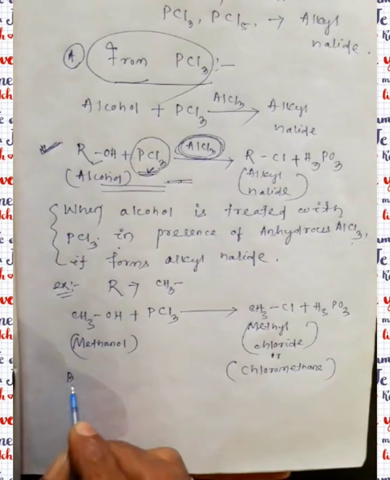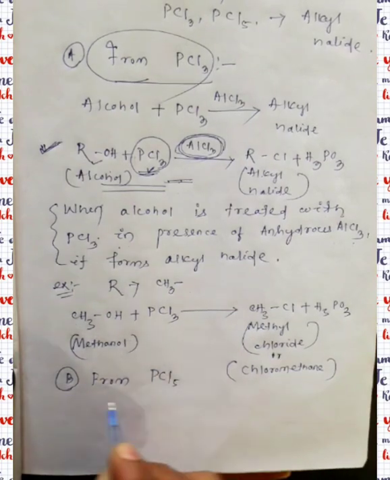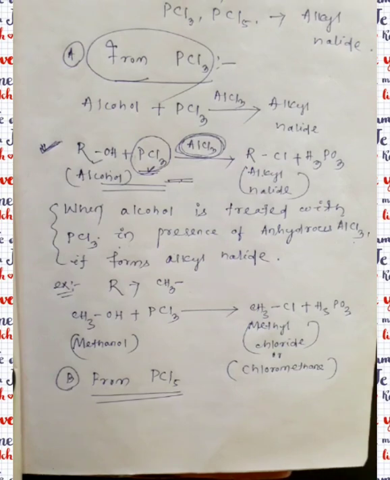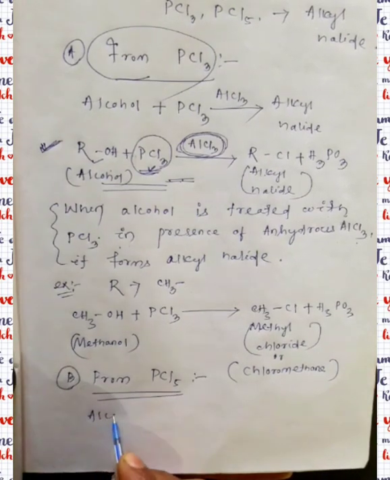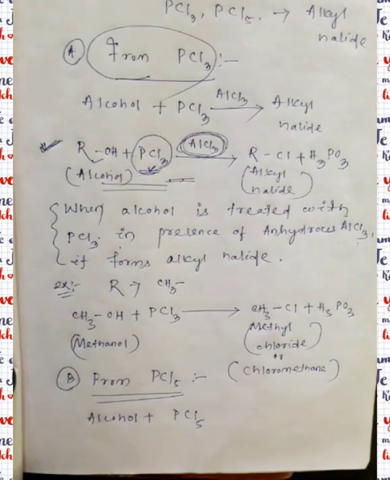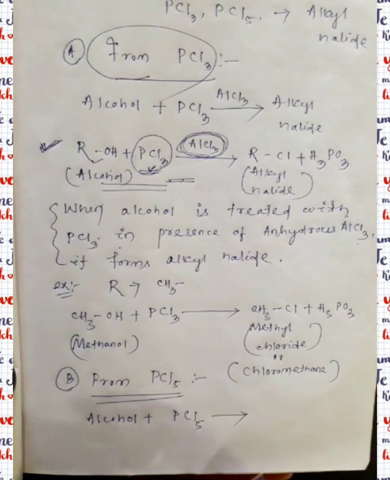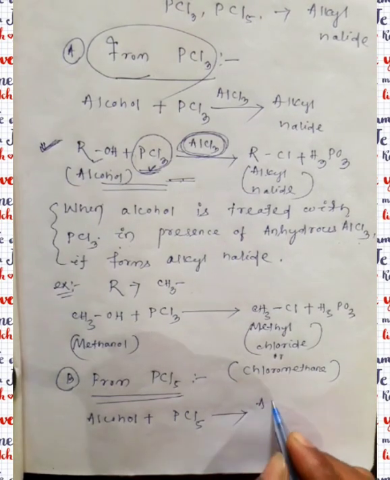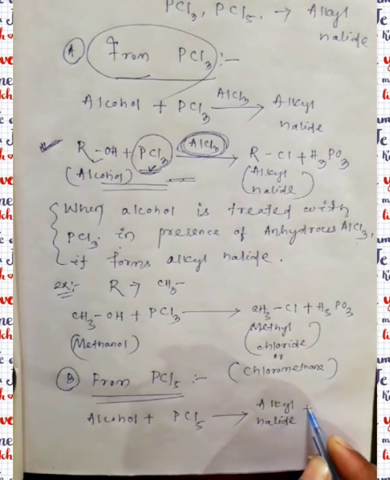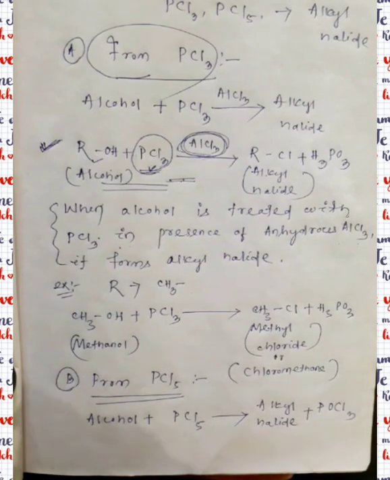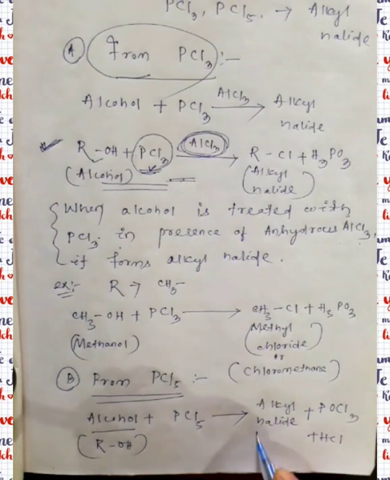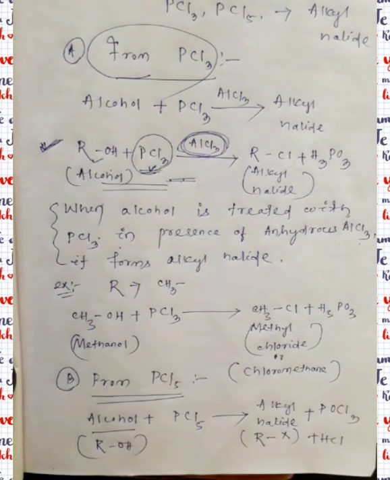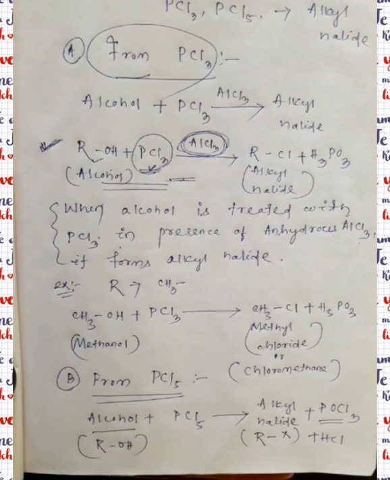the second one is from PCl5, phosphorus pentachloride. How is alkyl halide prepared from phosphorus pentachloride? When the alcohol is treated with phosphorus pentachloride, then it forms alkyl halide with the release of phosphoryl chloride, POCl3, and HCl. This is the alcohol. The general formula of alcohol is ROH, and it forms alkyl halide, meaning RX, and POCl3 is phosphoryl chloride, and HCl.